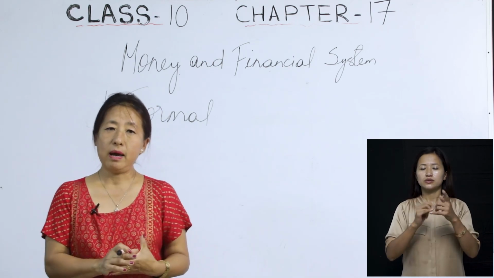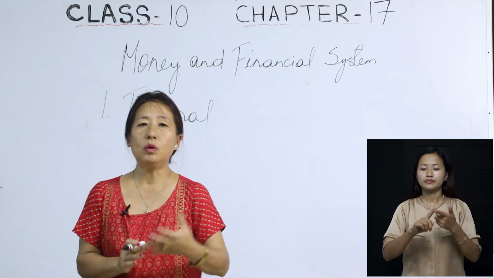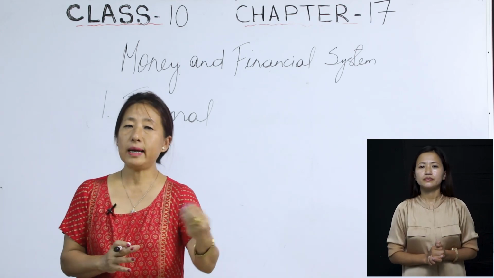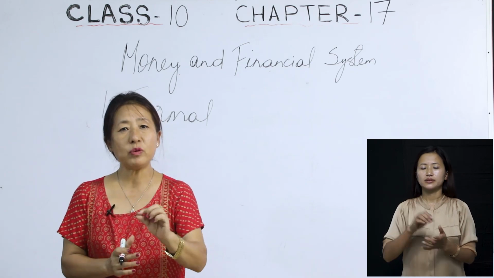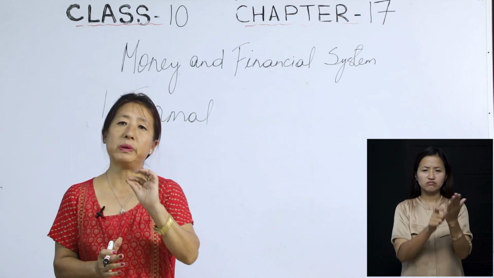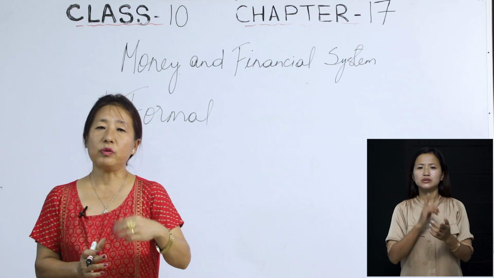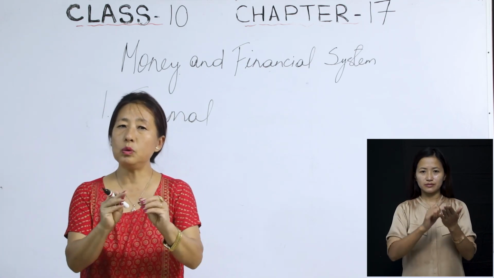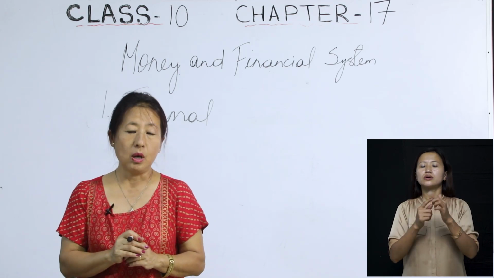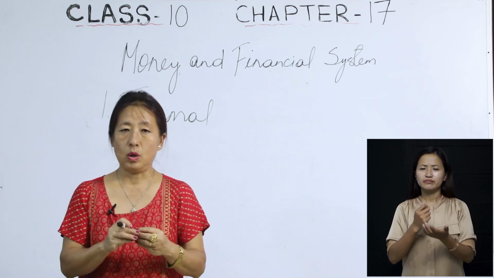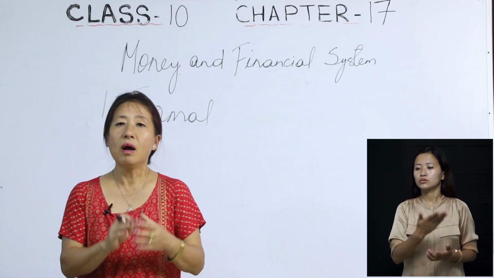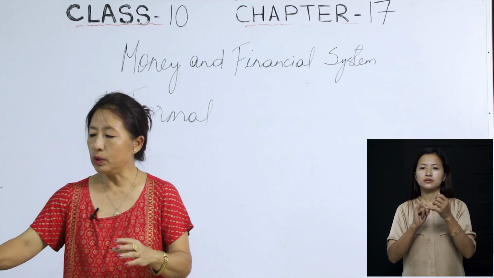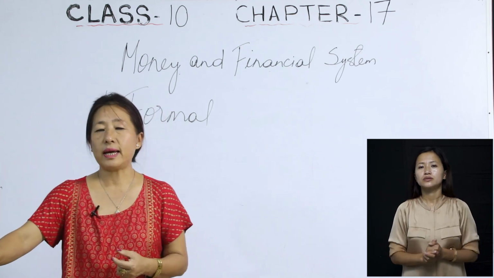Because for example, you want to take a loan from the bank. In order to take a loan from the bank, just like that, you cannot go and take it. You have to follow lots of rules and regulations. You have to fill up the form, you need a guarantor, and so on. So all those are rules and regulations. So in a bank, we need those. So those are called the formal financial institution, where you follow a certain set of rules and regulations.